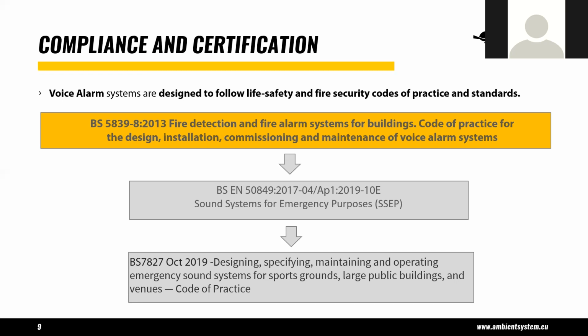And then the third code of practice that we have floating around in the UK is BS 7827, which gives some more detailed guidance on how you can use an emergency sound system in a sports ground. I think in particular, some larger public buildings and a venue. So sports grounds and venues being essentially places of entertainment, large public buildings could be places of entertainment, may also be other types of larger public buildings. But so the first and most widely used criteria is BS 5839, then 50849 for those systems not connected to fire, and 7827 for some more detail on sports grounds and so on.